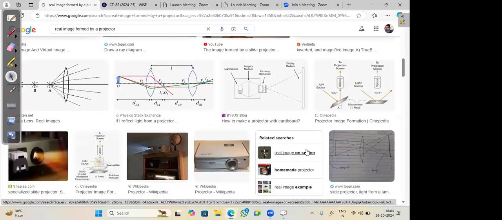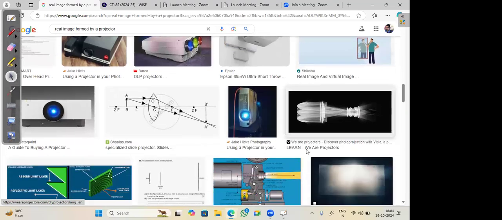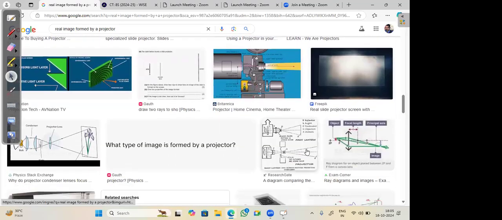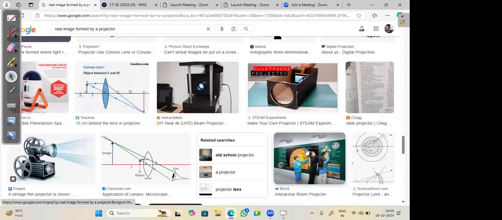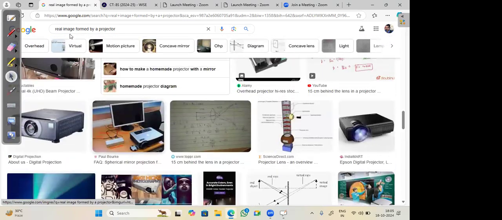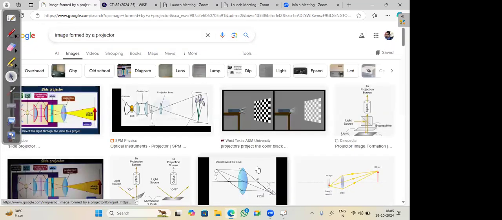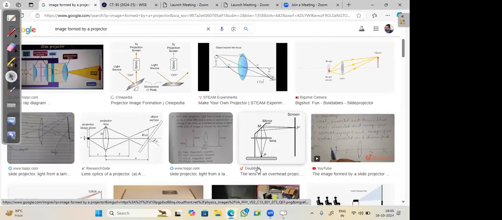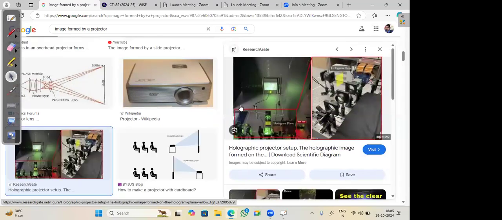So see, it's not showing anywhere. Just one minute, I'll show it to you. Let me see the image formed by a projector. Okay, see. So how does a projector work? A projector has a lens inside it. This diagram shows you how a projector is working.